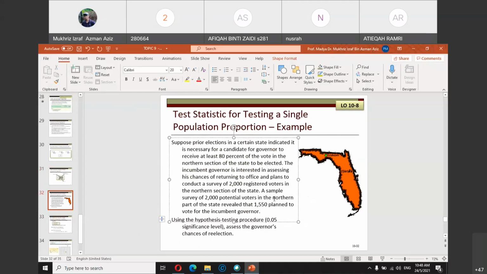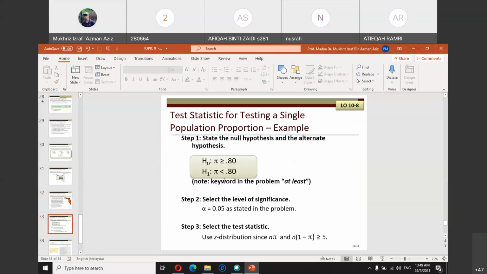So here is what you have. The governor, something like the YB, yang berhormat, needs to get at least 80%. So what is the chance of governor re-election? This example, for me, is a little bit strange.